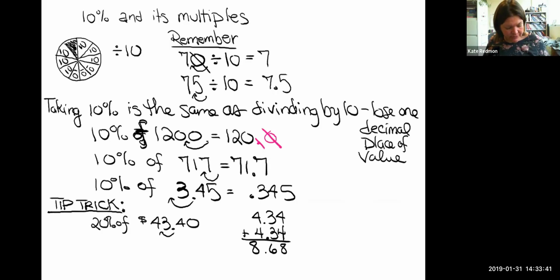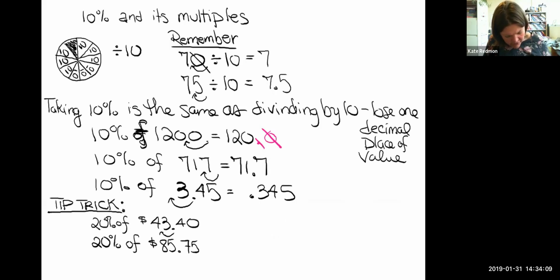Shall we try one more? Dear Lord, you know I have a family of 8, so the bill was probably more like $85. When you drop $85 on crappy food, you feel bad for yourself. I'm trying not to feel too sorry for myself, y'all. Let's do 20% of 85.75.